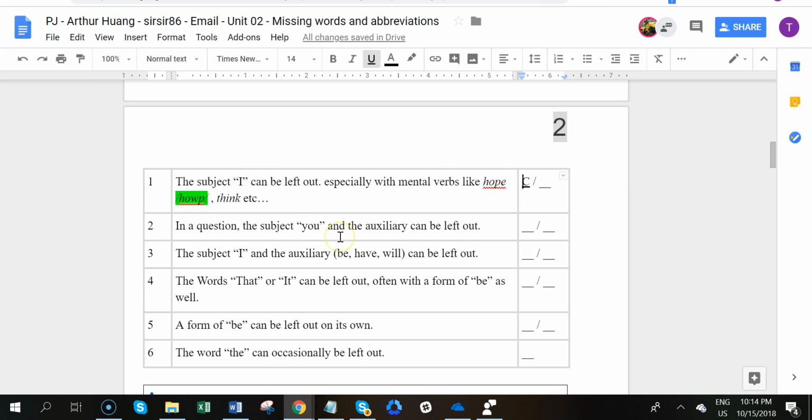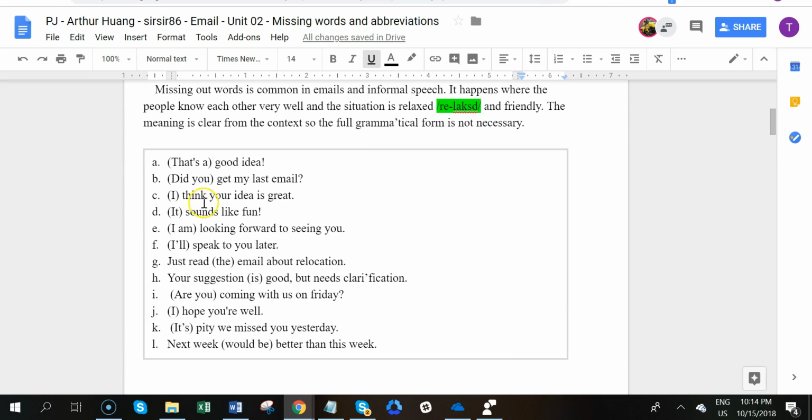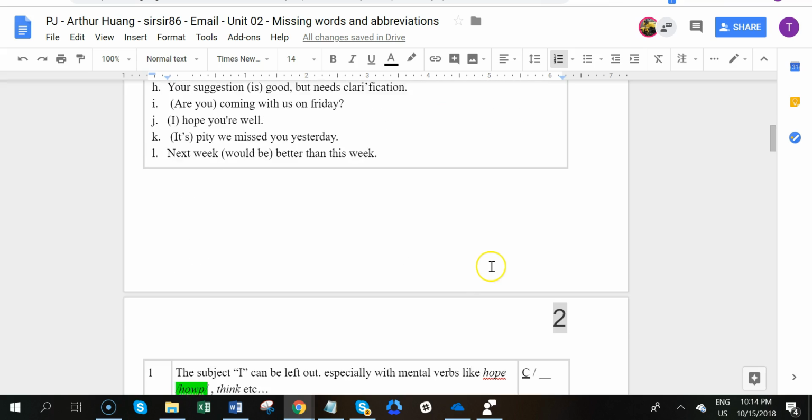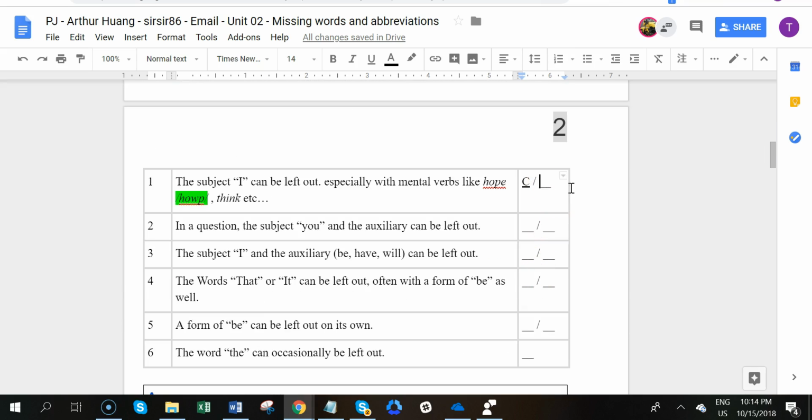Okay, so what do you think is the additional answer besides C? The subject I can be left out, especially with mental verbs like I hope or I think, like that. What do you think is besides C? Other letter. J. Yes, it's J. Okay, how about number 2? Can you read it? In a question, the subject you and the auxiliary can be left out. Okay, can you read it again?